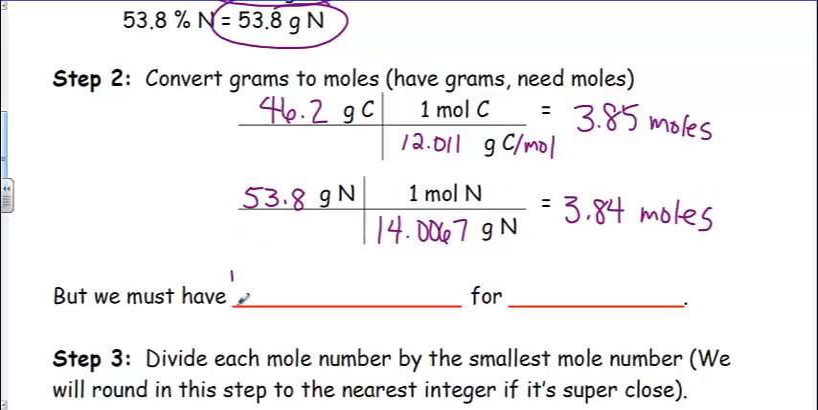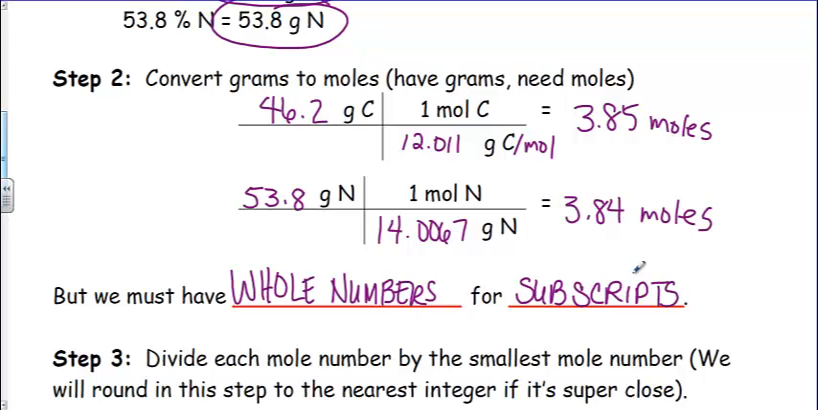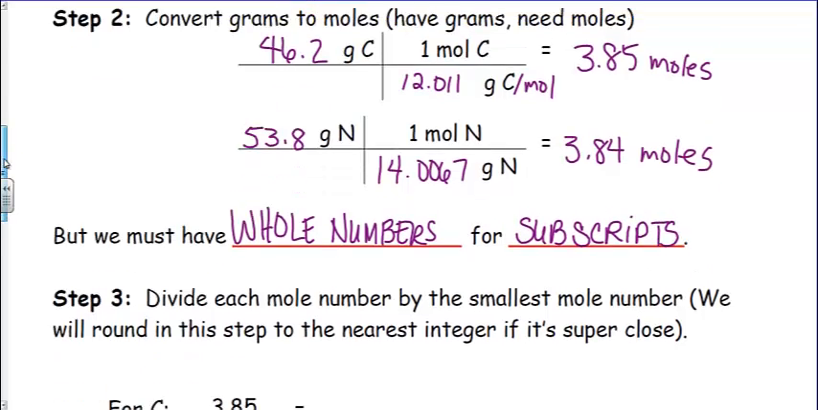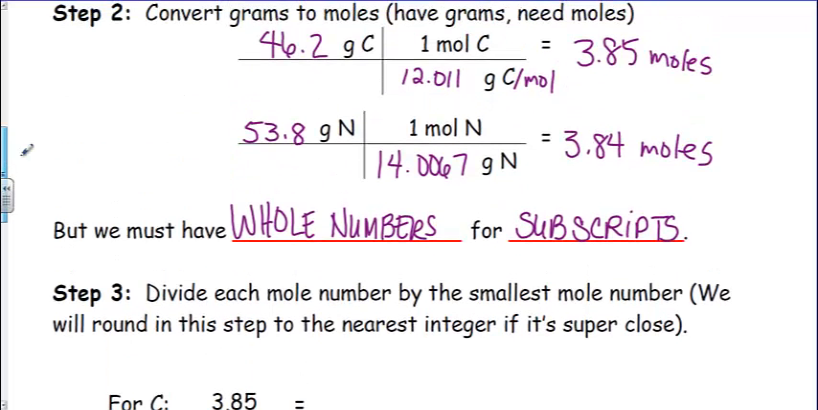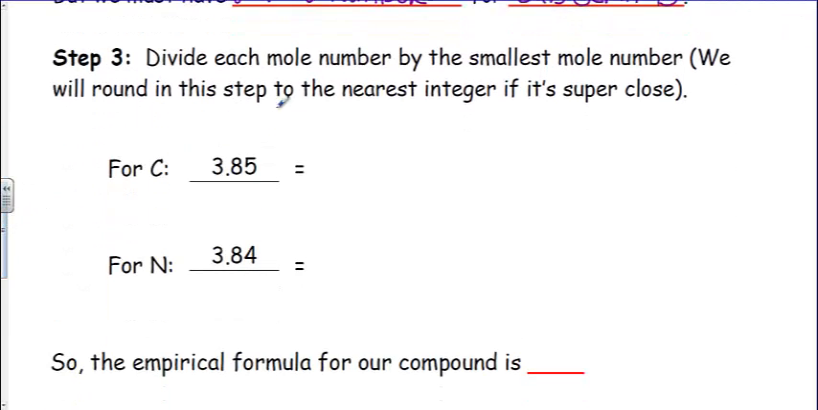But we must have whole numbers for subscripts in order to figure out that empirical formula. The subscripts are going to be the number of moles. We can't make our number of moles 3.85 as a subscript. Subscripts are whole numbers. So step 3 is divide each mole number by the smallest mole number that we have in our calculations. We will round in this step to the nearest integer if it's super close. Integer meaning one single whole number.